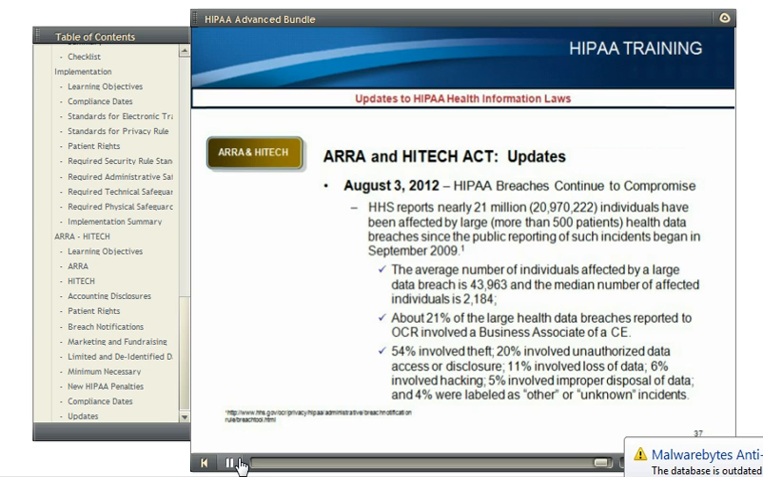About 21% of the large health data breaches reported to OCR involved a business associate of a CE. 54% involved theft. 20% involved unauthorized data access or disclosure. 11% involved loss of data. 6% involved hacking. 5% involved improper disposal of data, and 4% were labeled as other or unknown incidents.